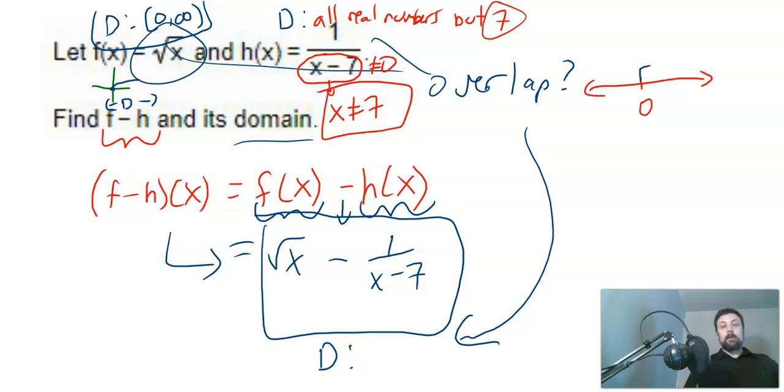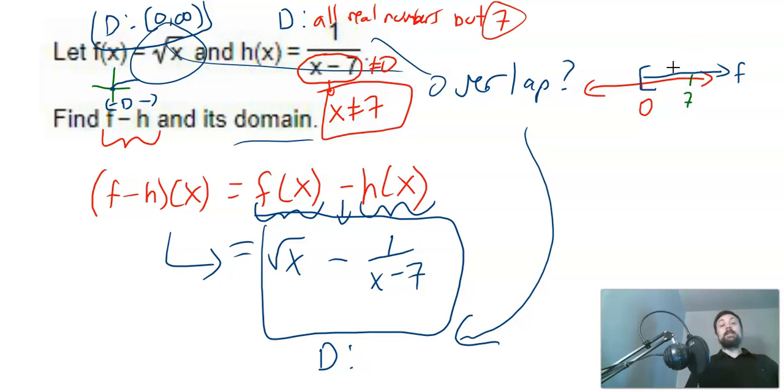So I'm going to start at 0, put brackets because we have brackets in the interval here, and all the way to the right forever, right? So this is the domain of f. For the domain of g, it's every number but the number 7. So I mark 7 on the real number line.